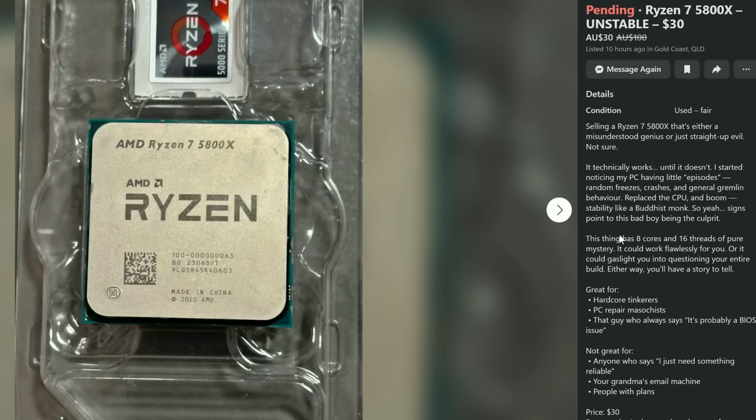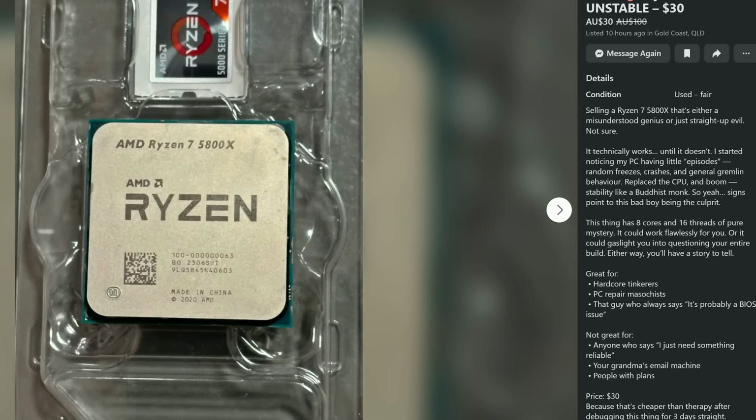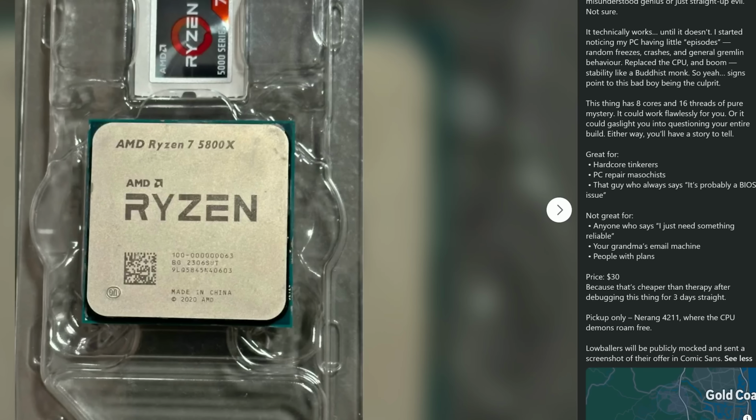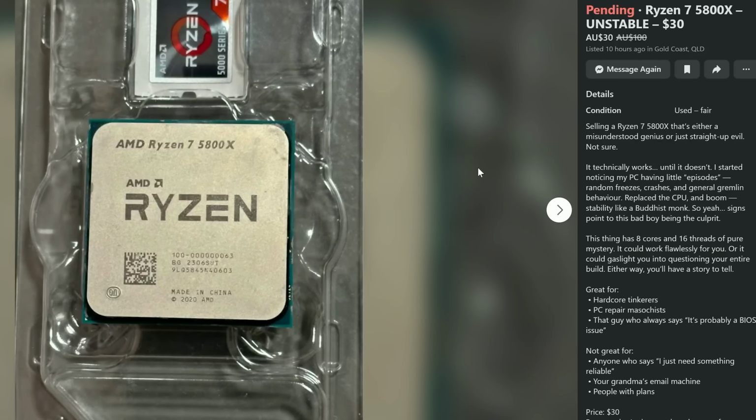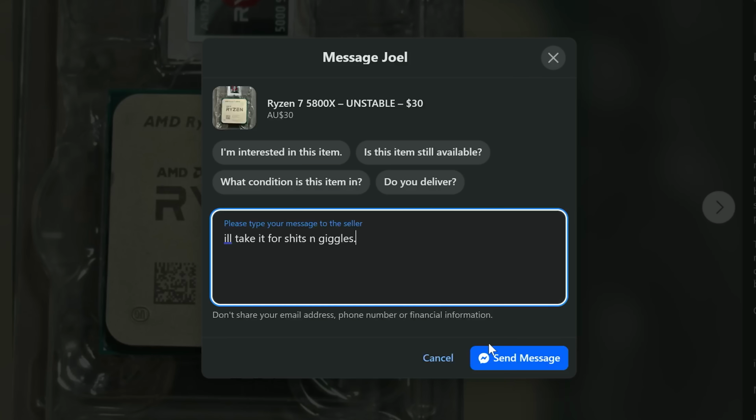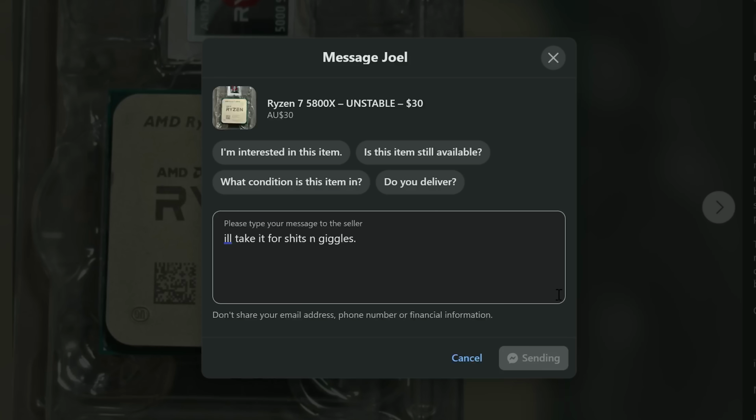So it's early morning and I did my regular scans on Facebook Marketplace for used PC parts, and there was one listing that came up that was very interesting, and it was an Unstable Ryzen 7 5800X. Now they've put it up for $100 and there's been no takers, I think, because they've dropped it down to $30. And this is Australian dollars too, by the way, so it'd be about 20 US dollars. So let's go jump in the tech mobile and go get this deal.